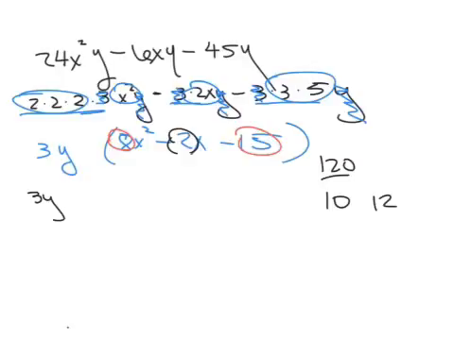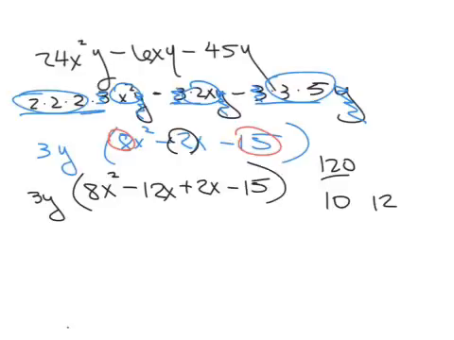So 3y, 8x squared minus 12x plus 2x minus 15. So, oops, I'm sorry, that's not a 2x, that's a 10x. So notice what I've got here. I know that 10 times 12 is 120, and that there's a difference between the two that is 2, but I need to get a negative 2x.